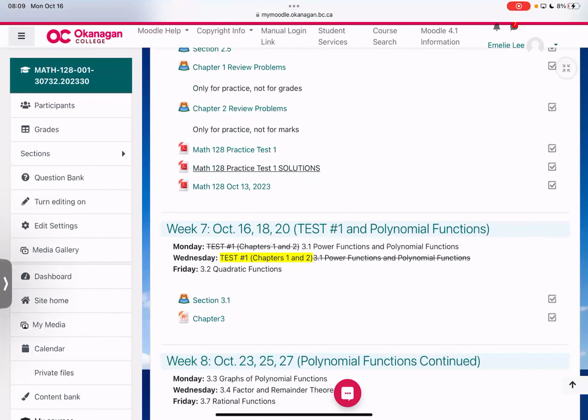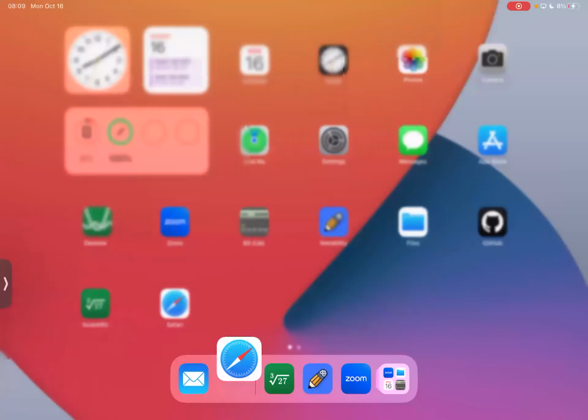Okay. So we did a little switcheroo by request. And so we're going to do power functions and polynomial functions today, starting chapter 3, which is not on the test, right? So do with that what you will, I guess.